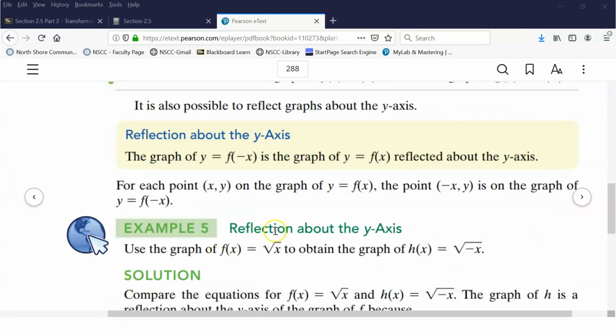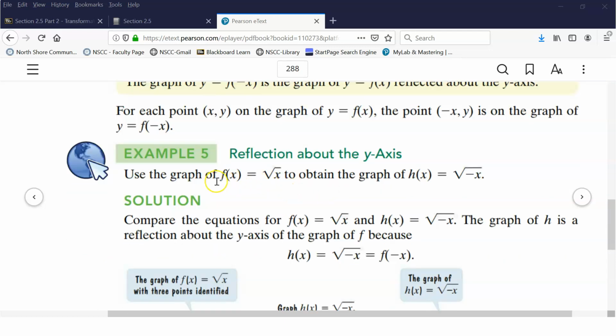Now let's look at an example of a horizontal reflection, or a reflection about the y-axis. So if you have your graph y equals f of x, y equals f of minus x will be the reflection about the y-axis, or again, a horizontal reflection. So let's look at example 5 here. Use the graph of f of x equals square root of x to obtain the graph of h of x equals square root of minus x.